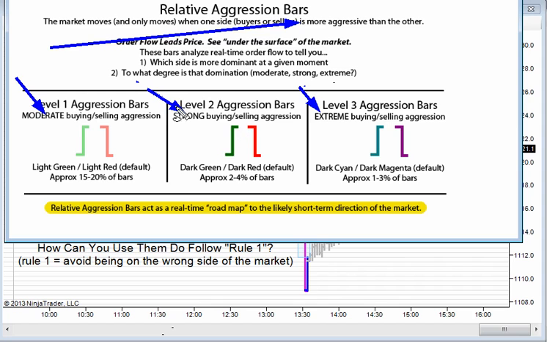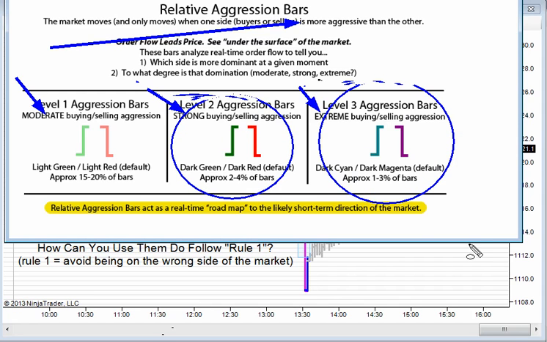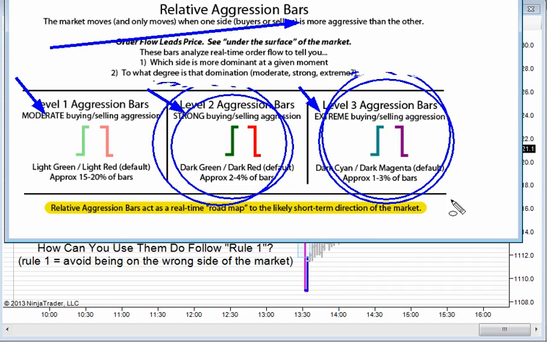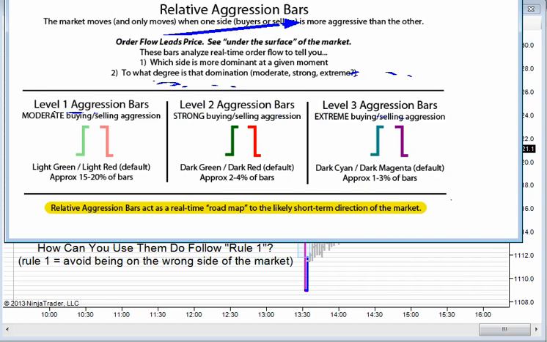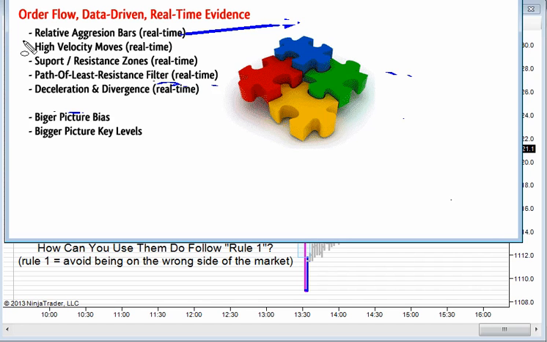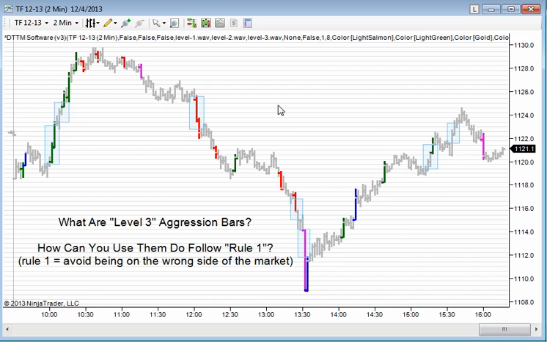We really like to focus on these level 2 and level 3 bars. So what I've done is create a chart where I'm showing level 2 bars and level 3 bars, and I really want to focus on the level 3 bars. I've gotten rid of the level 1 aggression bars, the support resistance zones, the filter and deceleration, just to simplify the chart. That makes sense. So I want to look at a few markets now.